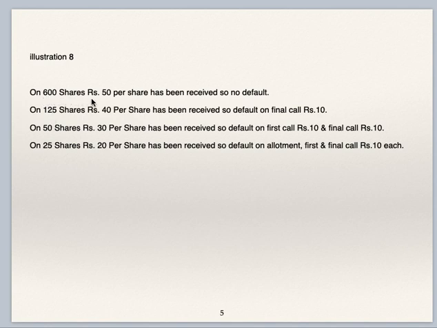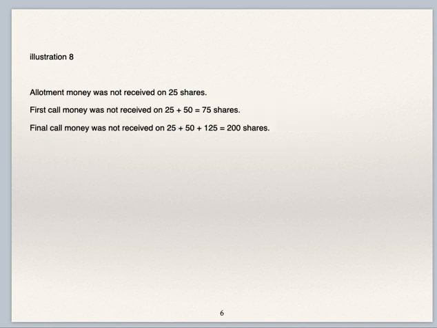Now, just now we have seen on 600 shares, they have received the entire 50 rupees per share, so there is no default. On 125 shares, 40 per share has been received, so there is default on the final call of rupees 10. On 50 shares, 30 per share has been received, so there is default on first call rupees 10, final call rupees 10. On 25 shares, they have received only application money, rupees 20. So there is default, that is, they have not received on 25 shares allotment money, first call money and final call money, rupees 10 each. That is, in all, total 30 rupees they have not received.